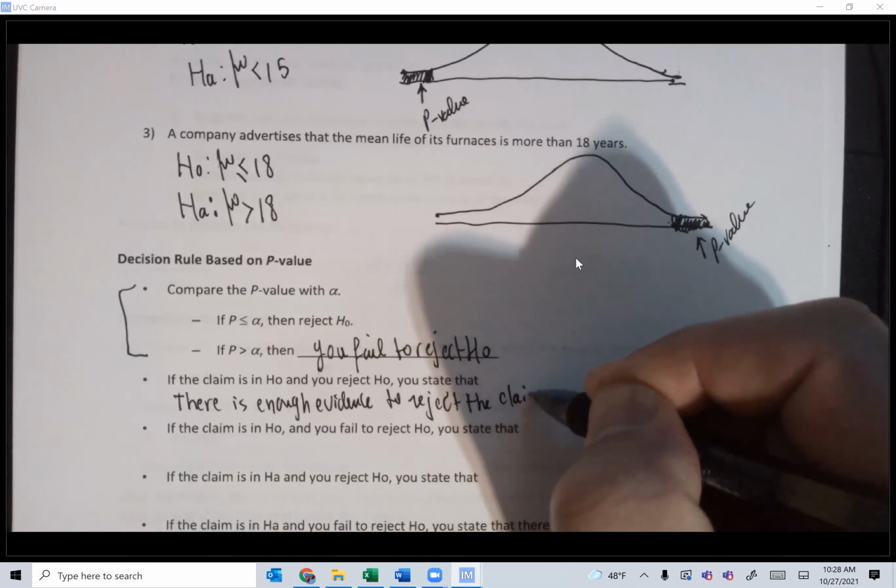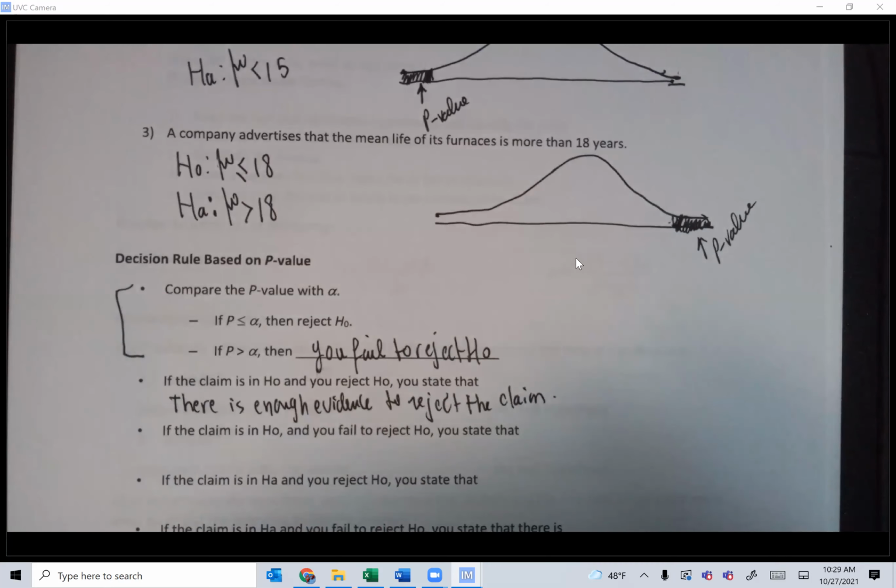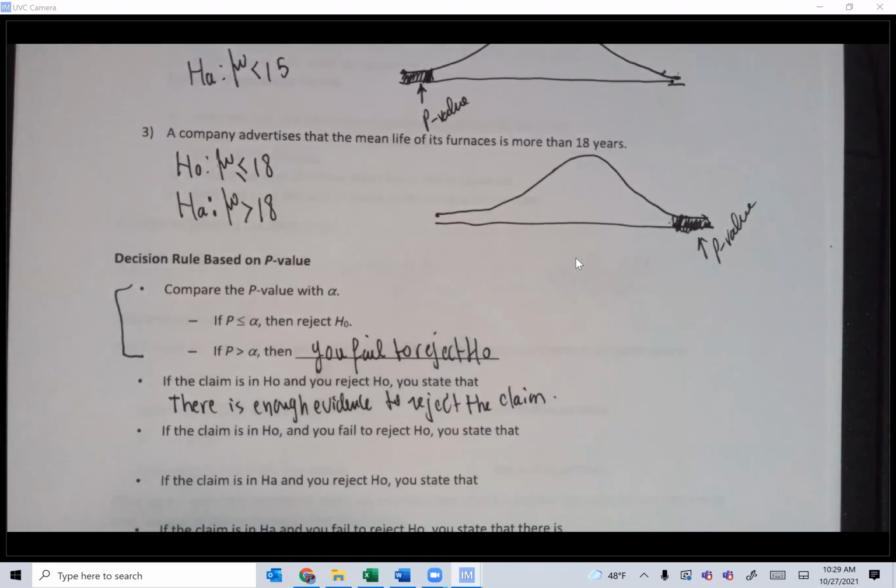So if you make two statements, H0 and HA, and the claim happened to be in H0, and we reject H0, that means your claim is rejected because it is a part of the claim. The claim is in H0. So if you reject H0, you tell a reader, we have enough evidence to reject the claim.